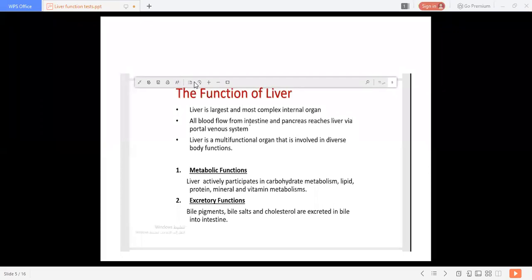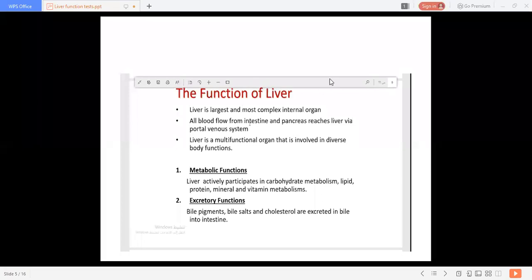So if any drugs give rise to bad effects on the liver, we can also judge that by evaluating the levels of indirect bilirubin and direct bilirubin. It also aids in analyzing the presence of gallstones, that is obstruction, or any tumors of the pancreas.